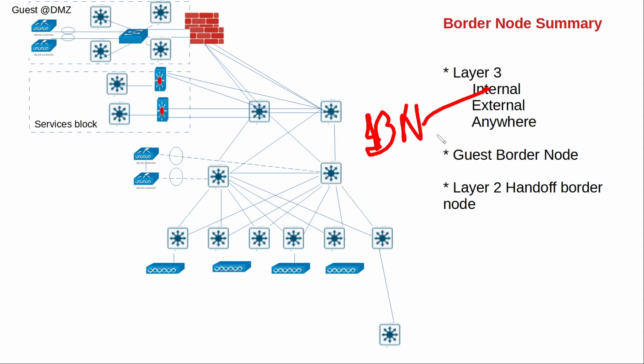So in summary, we have several types of border nodes. We have layer 3 internal border nodes, layer 3 external border nodes, layer 3 anywhere border nodes, and layer 3 guest border nodes. And we have also layer 2 handoff border nodes that we're going to talk about in another session. Internal border nodes will register endpoints. External border nodes will not register endpoint IDs. Anywhere border nodes will register some EIDs and will not register some EIDs. And guest border nodes are used when you are designing your guest solution using a DMZ. That's it.